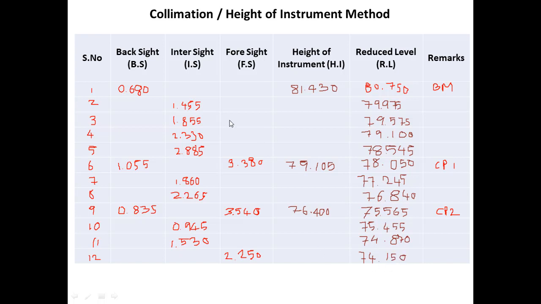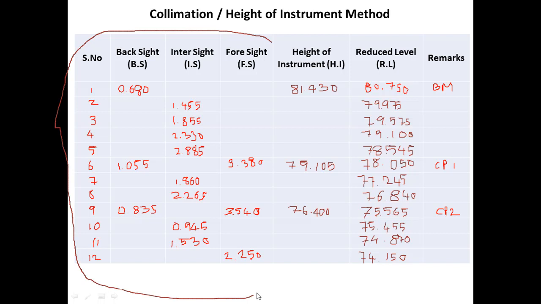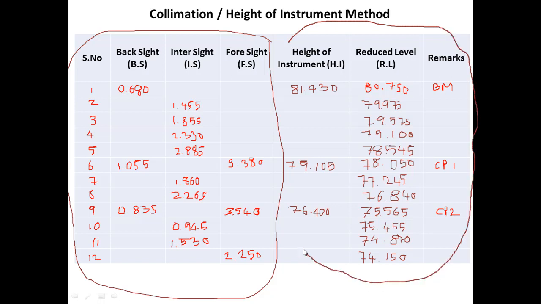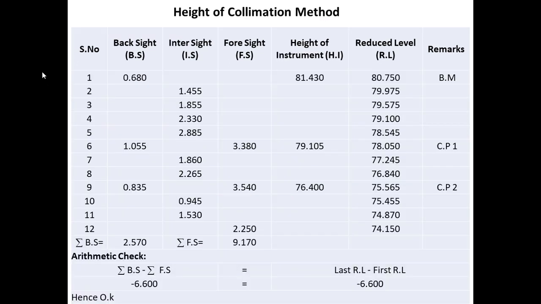So this is the calculation part with respect to the given data. This is our given data, whatever we write here is called booking of level, and this is called reduction of level or reduced level calculation. Now we have to go for the arithmetic check part. Before that, we will see the output should be like this.